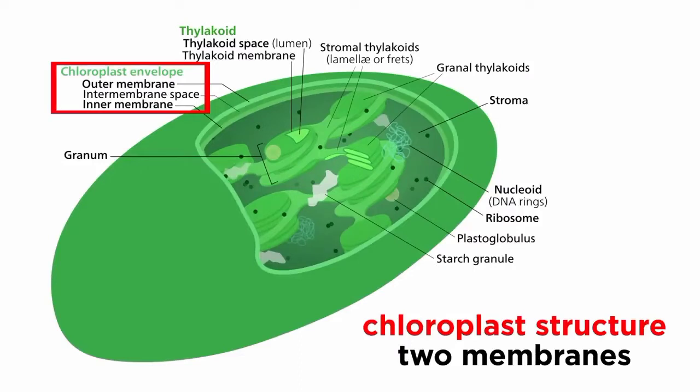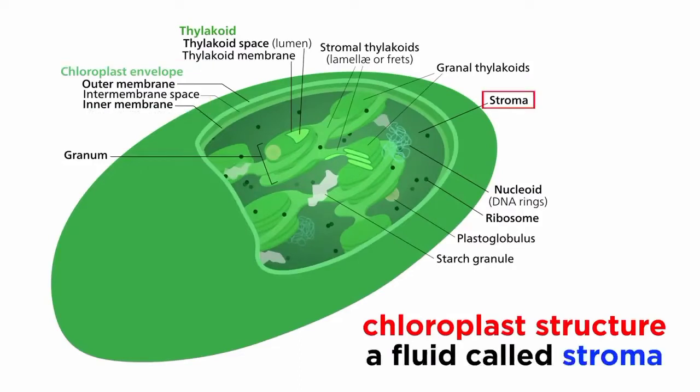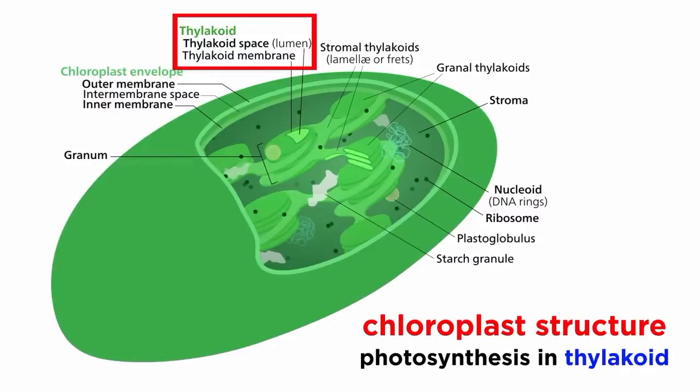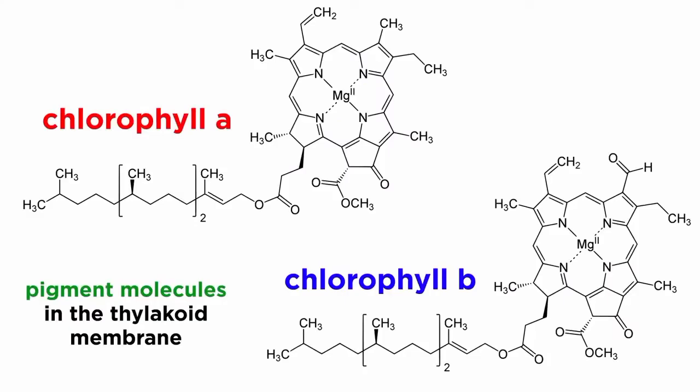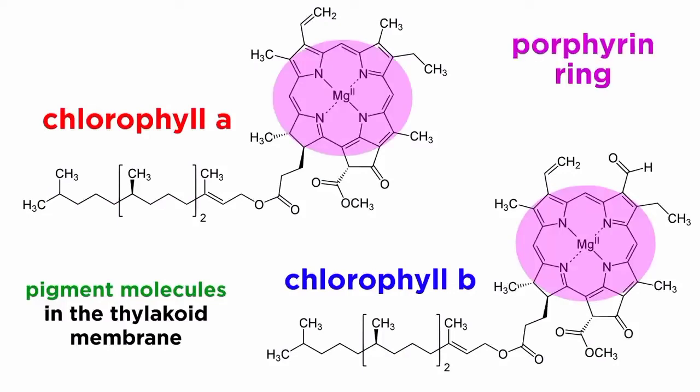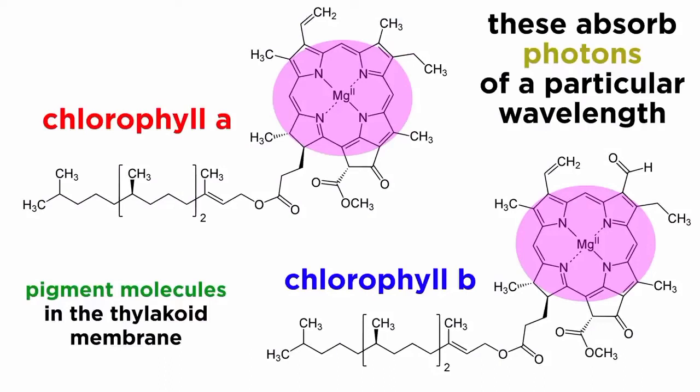A chloroplast has two membranes surrounding a fluid called stroma, within which sacs called thylakoids are suspended. These sacs are often stacked in columns called grana, and the membrane of these thylakoids is set with special pigment molecules called chlorophyll. Chlorophyll can take either an A or B form, differing in only one functional group inside the porphyrin ring, either a methyl or an aldehyde group. The porphyrin ring is what gives these molecules the capacity to absorb sunlight in a unique way.